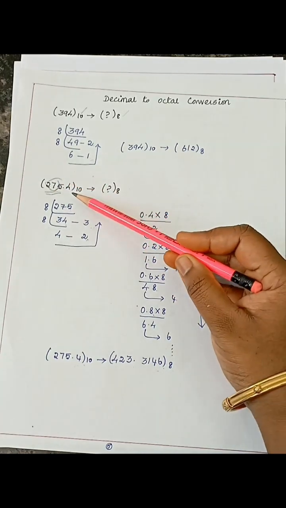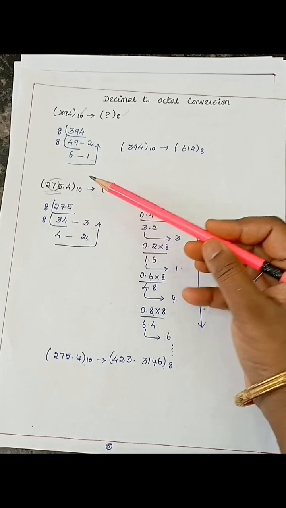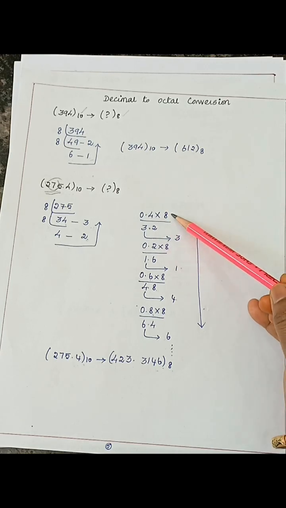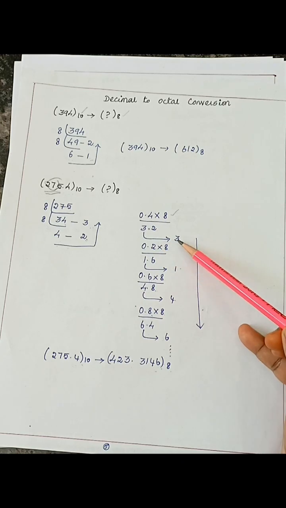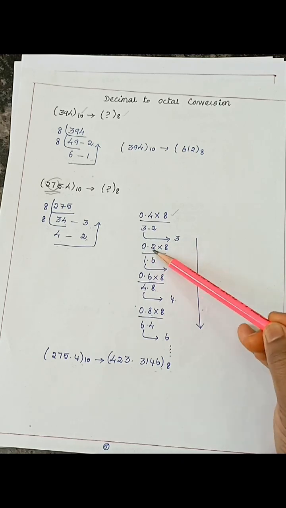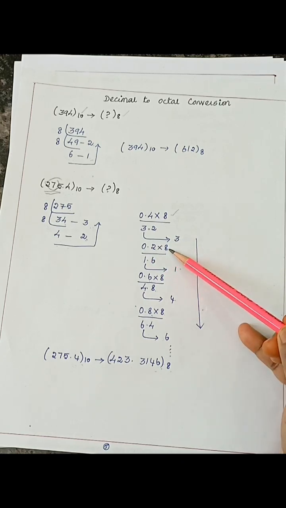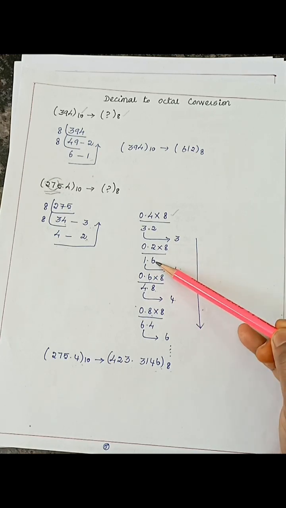Next one is 0.4, which will be a floating point. This will be multiplied with respect to 8. So we are getting 3.2. This 3 can be taken outside. So the point 2 will be here. This will be multiplied by 8. So we are getting 1.6.